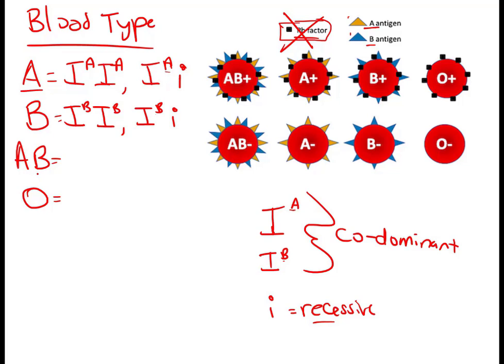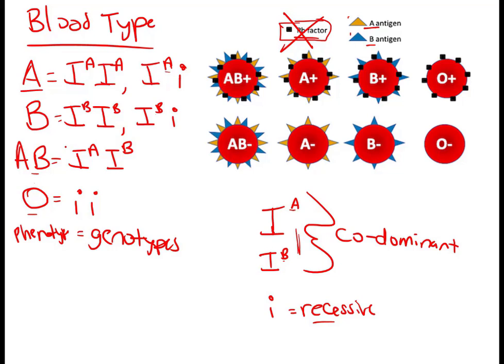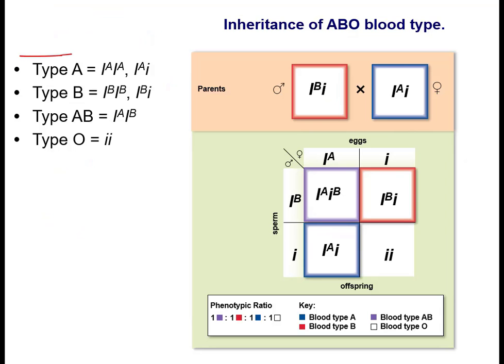If you have type AB blood, that means you have 1 big A here, and your other allele has a B. Because remember, these are co-dominant, so they both win together. So that would give you a type AB blood. If you're type O, well, guess what? You have 2 recessive genes, 2 little I's. So these are the phenotypes here, A, B, AB, or O. And on this side, these are the potential genotypes for each of the blood types. I rewrote them all over here for you.